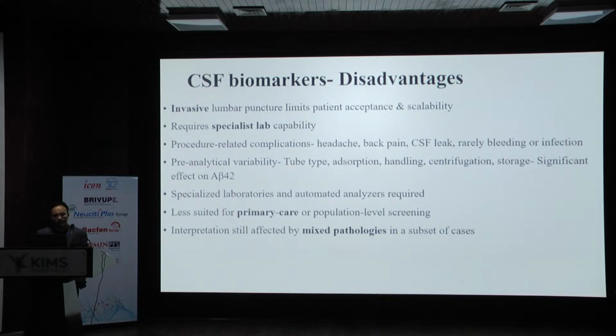And there is pre-analytical variability, things like tube type, adsorption, handling, centrifugation, which all have a significant effect on A beta 42 concentration. Then specialized laboratories and automatic analyzers are required, less suited for a primary care setting or a population level screen. You cannot do CSF at the population level, right?